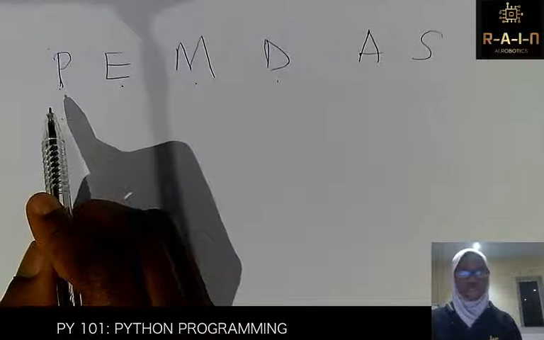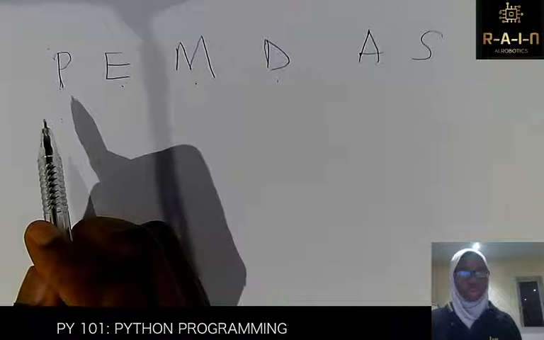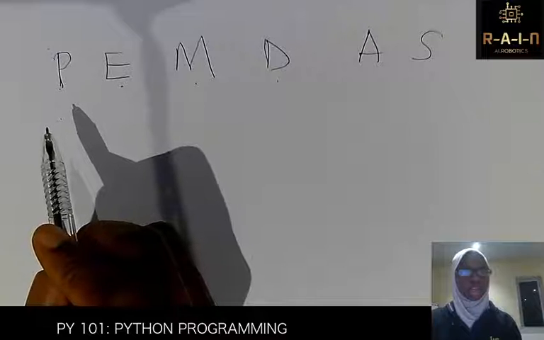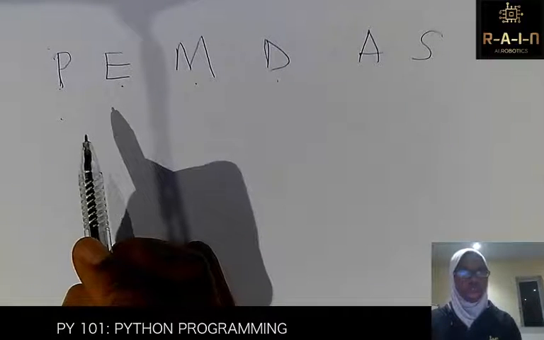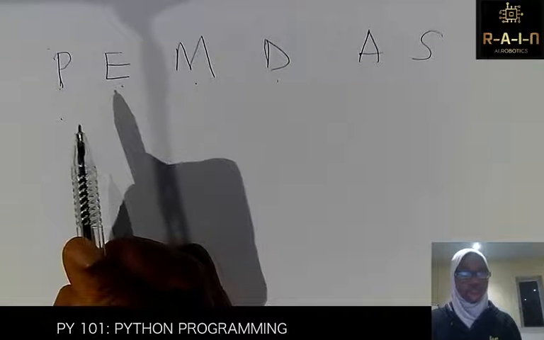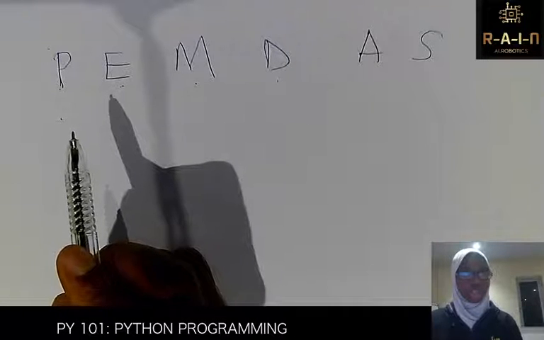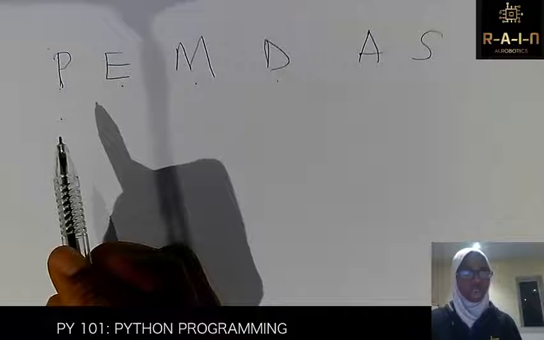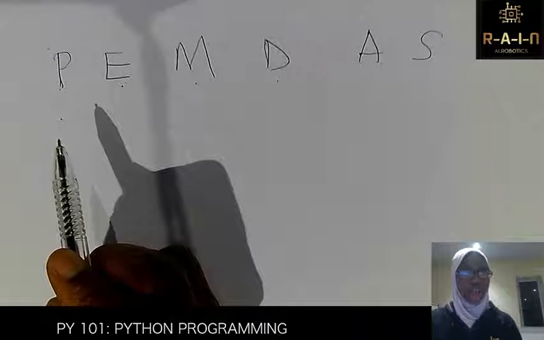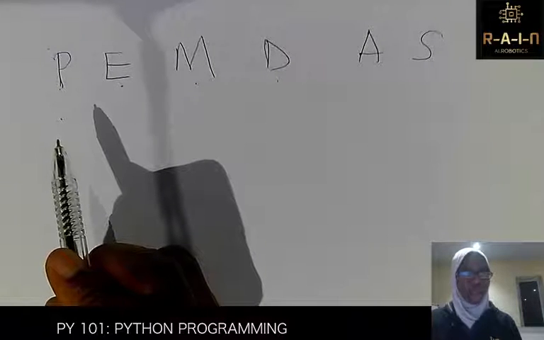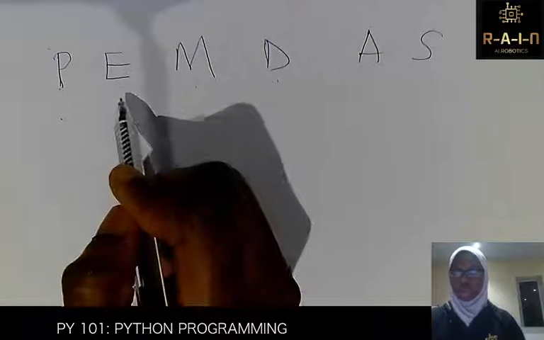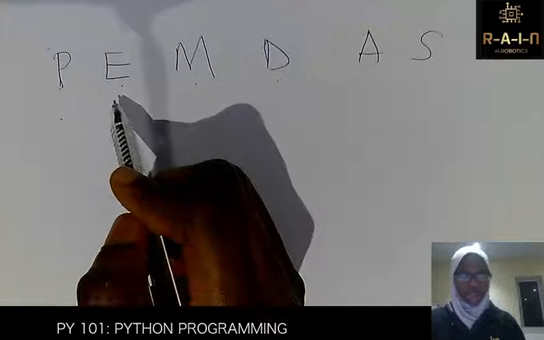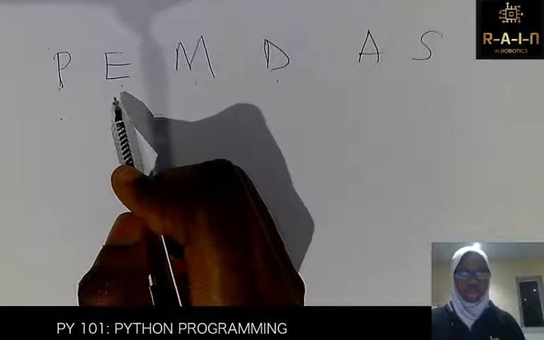So you will use parentheses to make Python execute a particular operation first, even if the operation is actually the last in the hierarchy. Once that particular operation is enclosed in a parenthesis, Python will have to execute it first, because parenthesis is top in the hierarchy. Next is exponents. So if there's no parenthesis, Python will check, is there any exponent? If there is, then execute the exponent first.